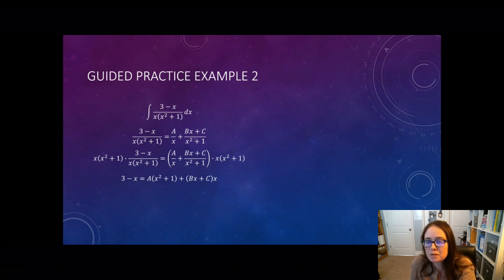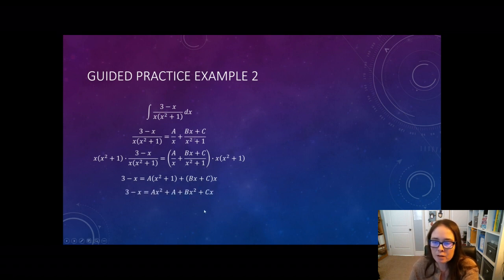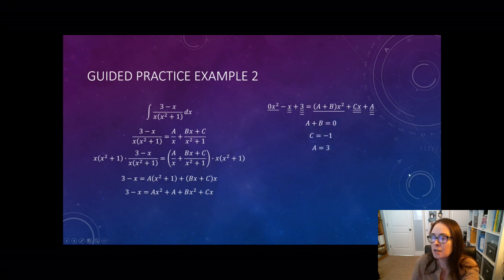And just like before, I'm going to start distributing and collecting like terms and matching them up on each side of the equation to get my system of equations. Distributing, I get ax squared plus a plus bx squared plus cx on the right. Now I can see I've got two x squared terms on the right and no x squared term on the left, so those are going to add up to 0. There's just the one c term, so it's going to have to match the coefficient of the x term on the left side, and then the constants will have to match as well. So I end up with this system of equations.